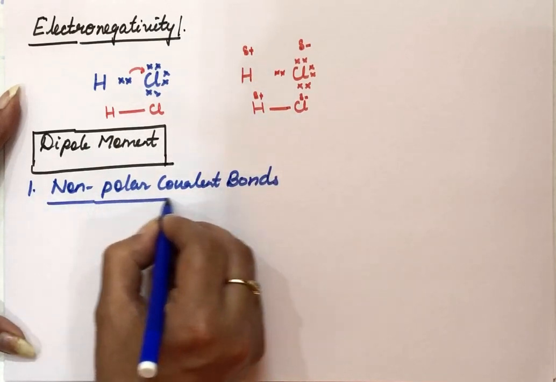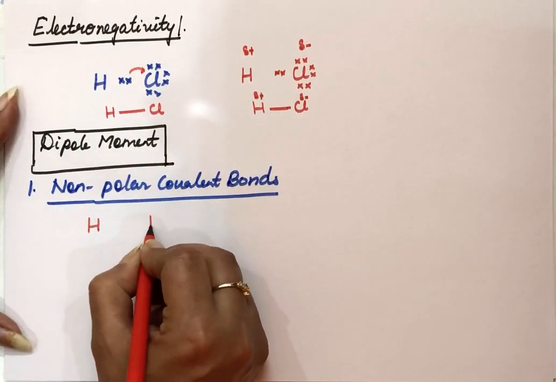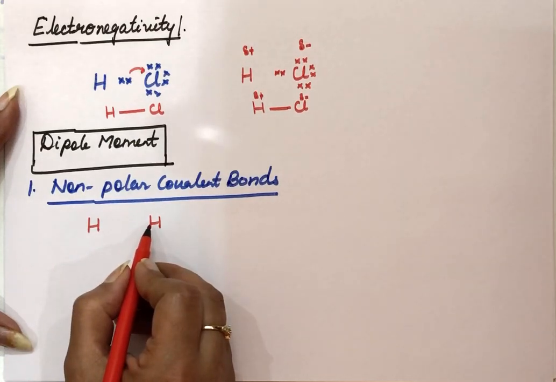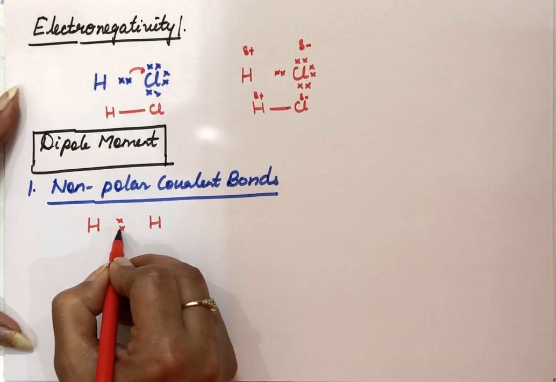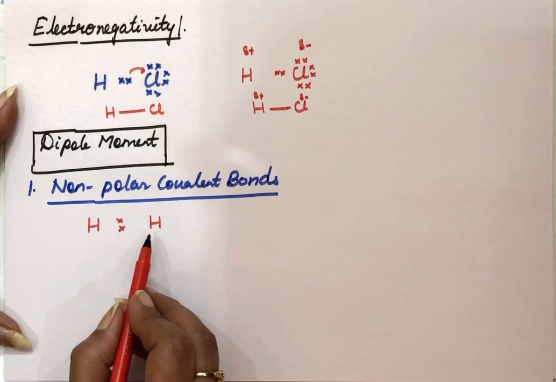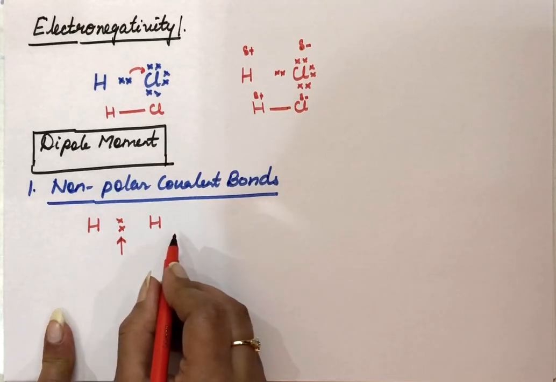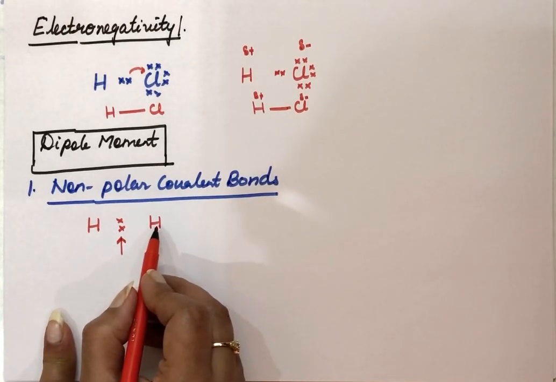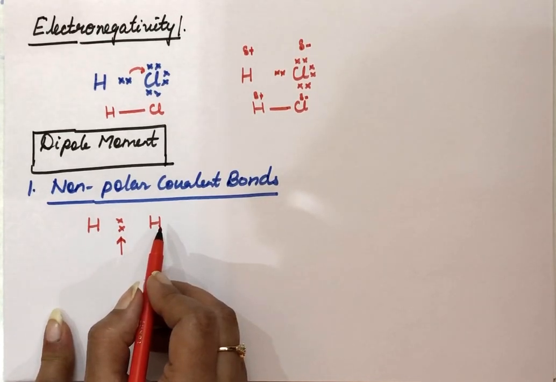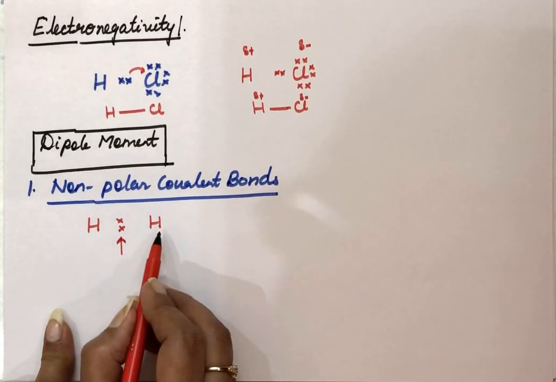For this we are taking two similar atoms, like hydrogen and hydrogen. When they come close to each other and form a bond by sharing of electrons, the shared pair of electrons is equally attracted by the two atoms because the electronegativity of the two atoms is the same. So the shared pair of electrons is not displaced to any side. Hence no poles are developed here. These atoms will not get any partial negative or positive charge because the electrons are just in the center of the two atoms, because their electronegativities are the same.